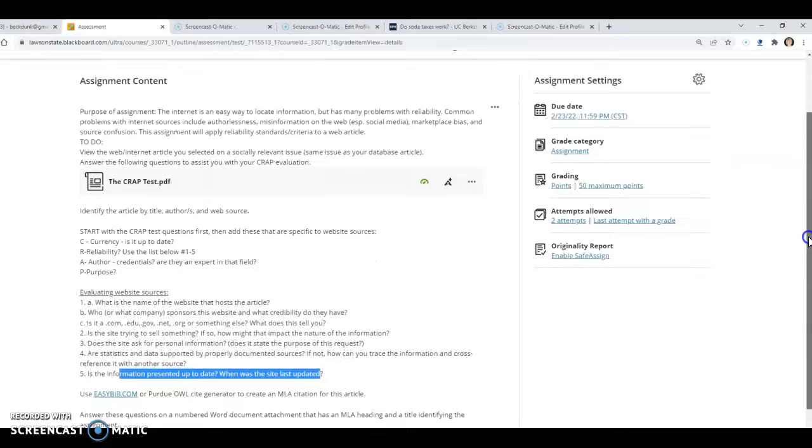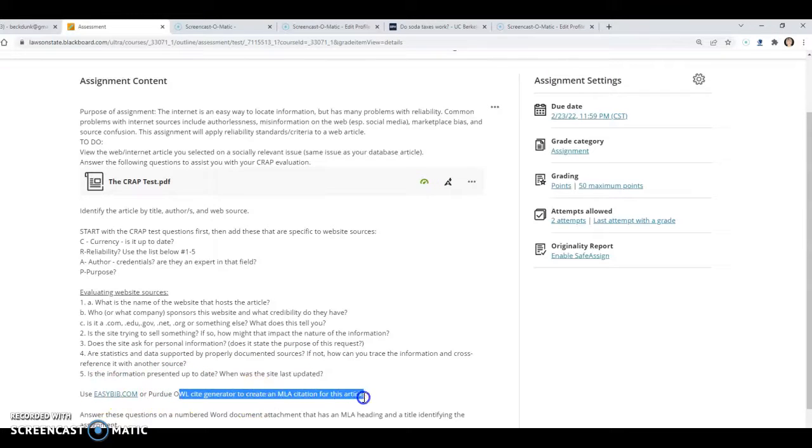We're going to have our oh crap questions, and then there are specific ones that we have to look at with websites: the name of the website, who sponsors it, if it's a .com, .edu, or .org, what the information means, if they're trying to sell you something, if it asks for personal information, and where they are getting their information. Do they tell you where? Is it up to date? And of course, remember that you always have to have a citation for web articles, any article, anything, and if you haven't created one, that has to be created.